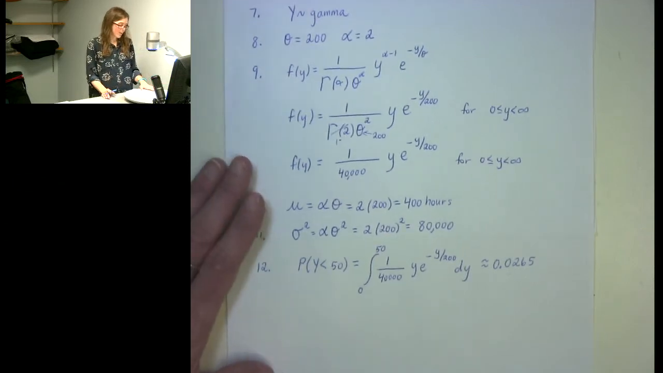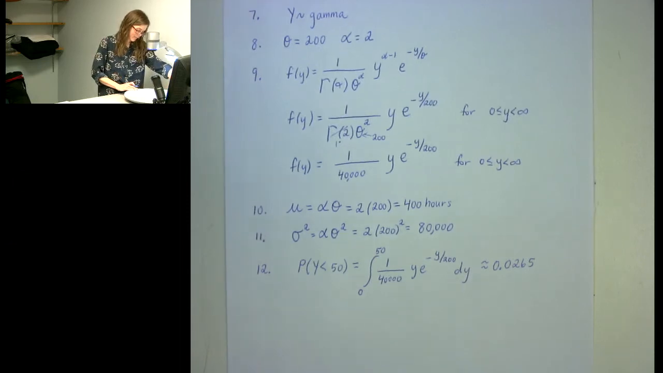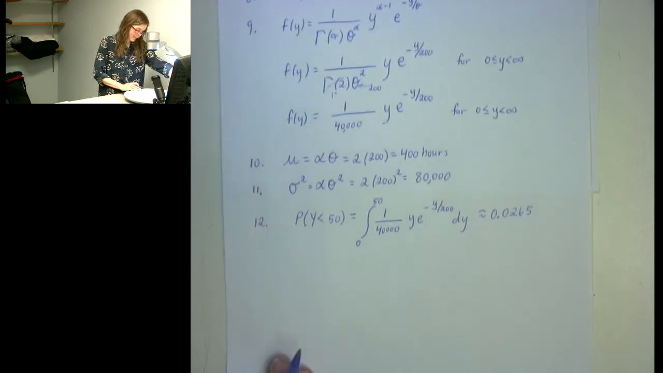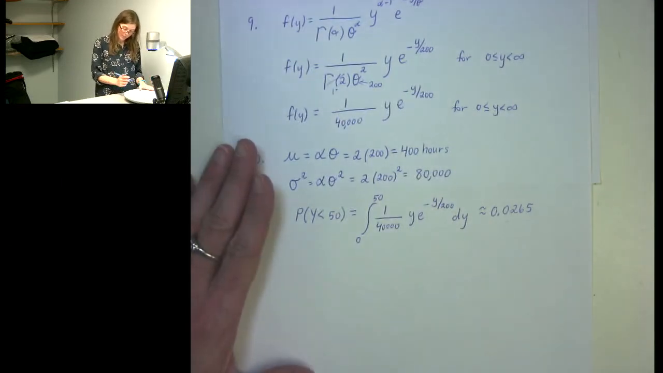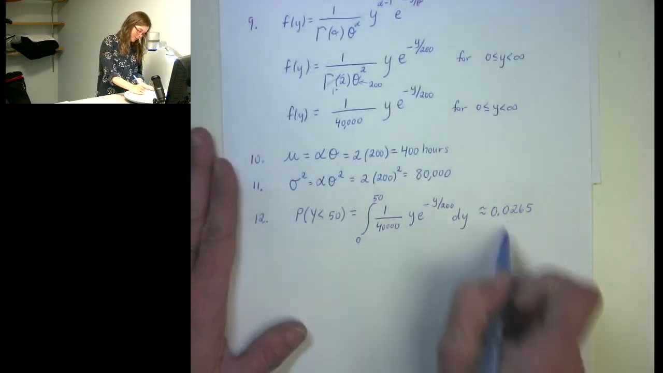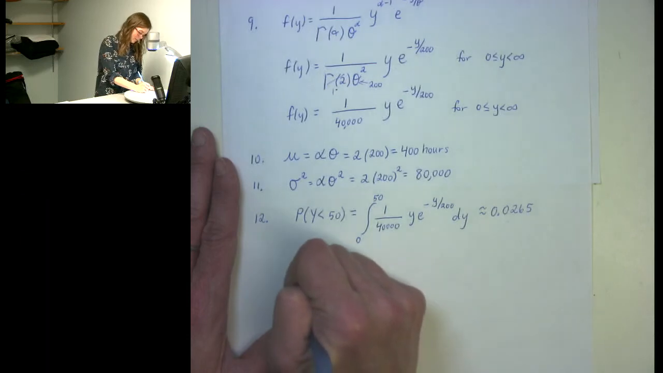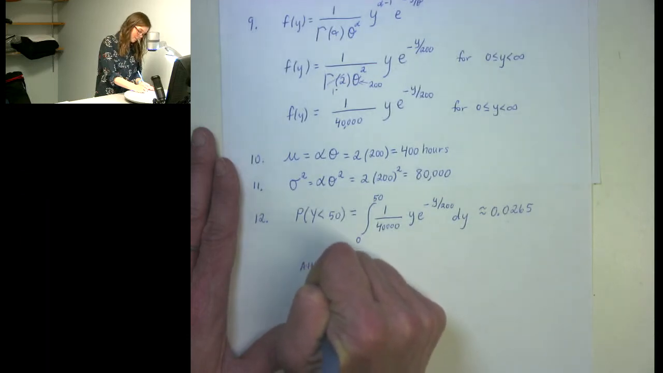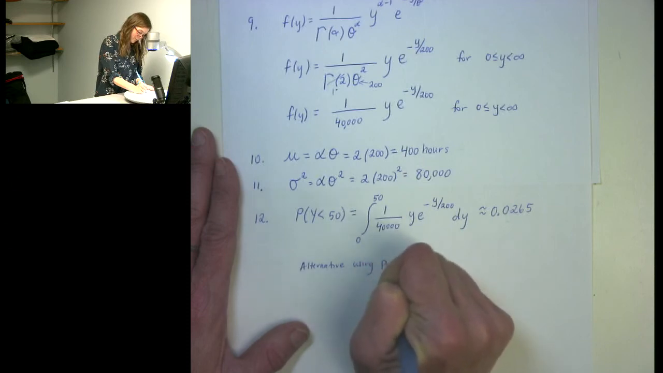Question 12 asks, what are the chances that such a fuel pump system would not remain functioning for the full 50 hours? Oh, I already did that one. But I wanted to show an alternative way of looking at this. We could answer this question just as we did with the exponential, with a Poisson distribution. So we'll see an alternative solution using a Poisson distribution.